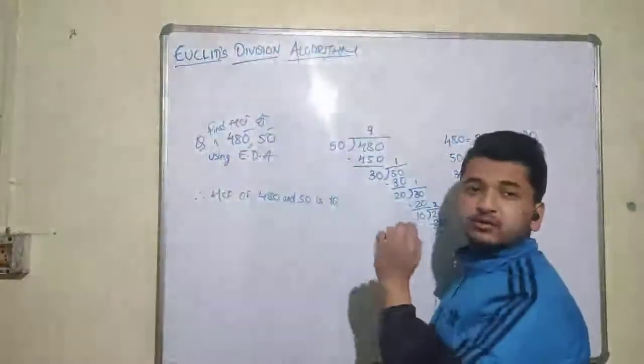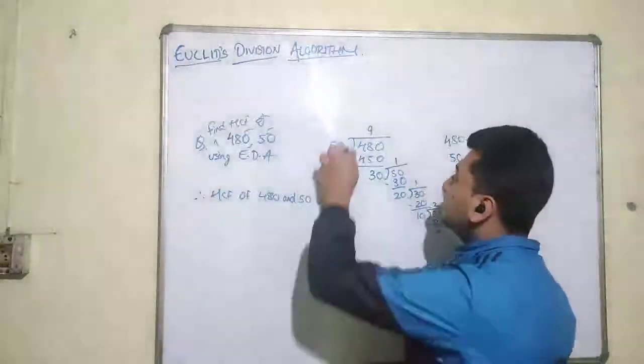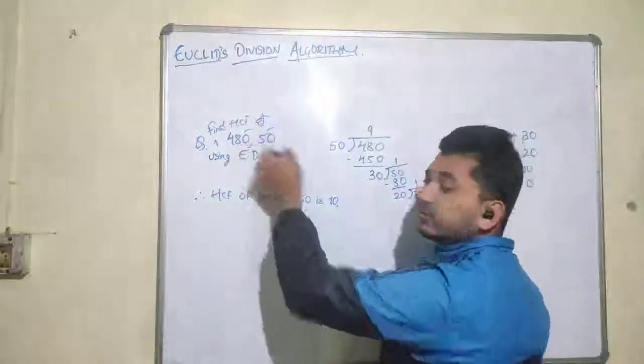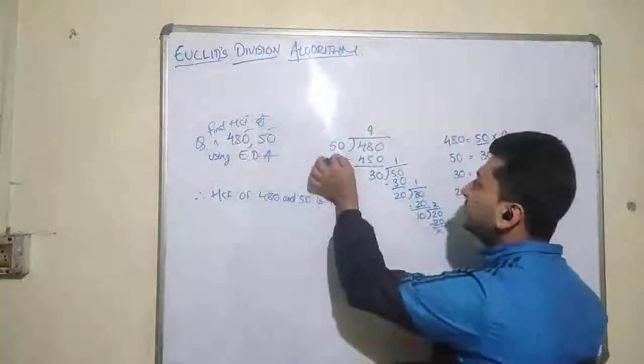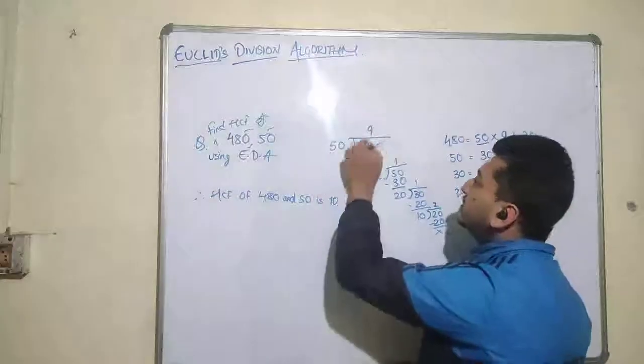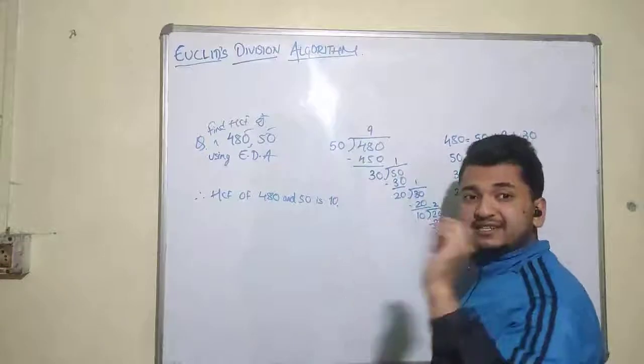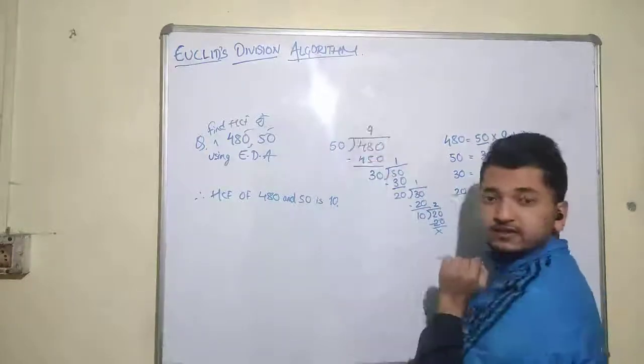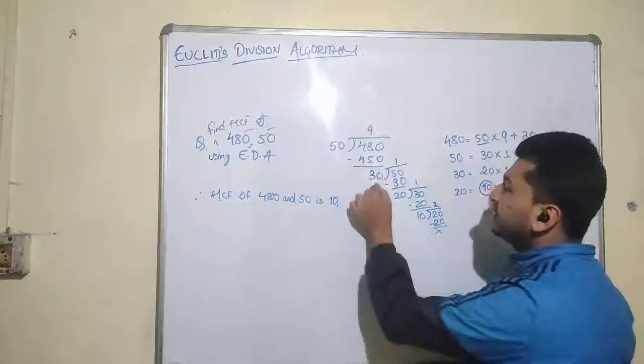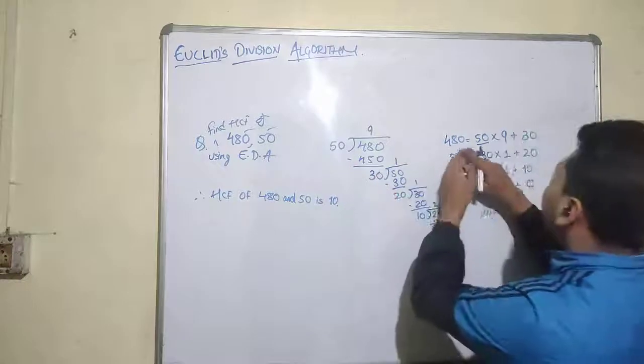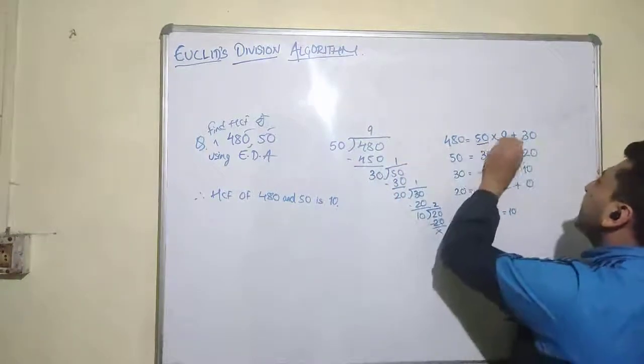So take the number which is bigger as the dividend first, and the second number will be the divisor. So 50 is the divisor and 480 is the dividend. Now you will simply divide. 50 times 9 is 450. We have got the remainder as 30. So you will write 480 equals 50 into 9 plus 30.